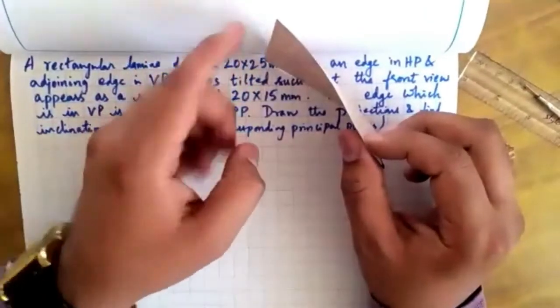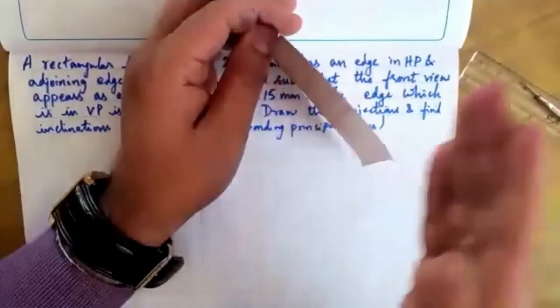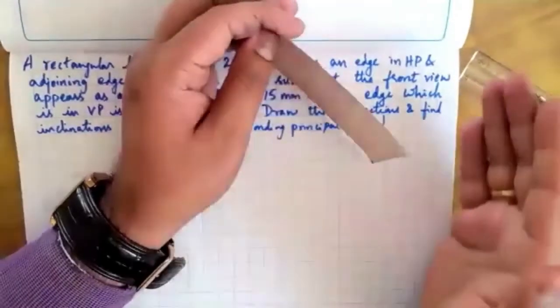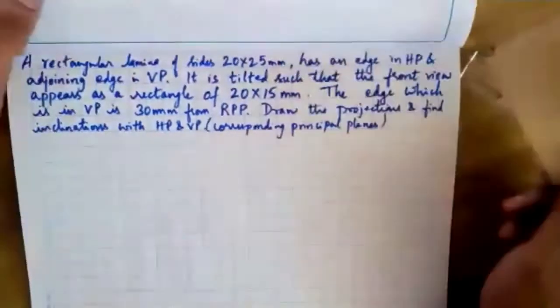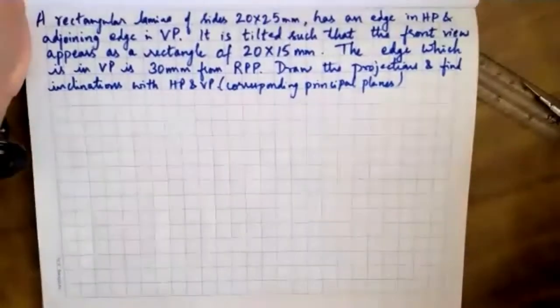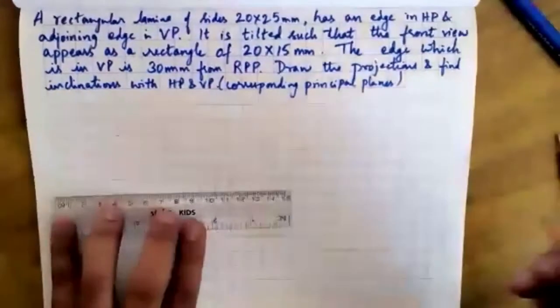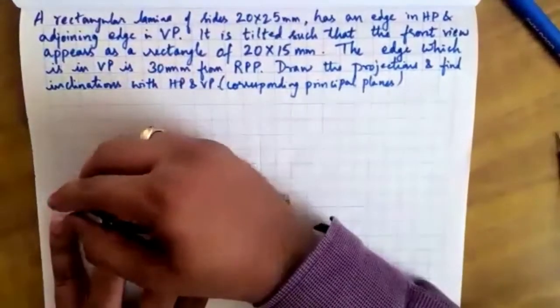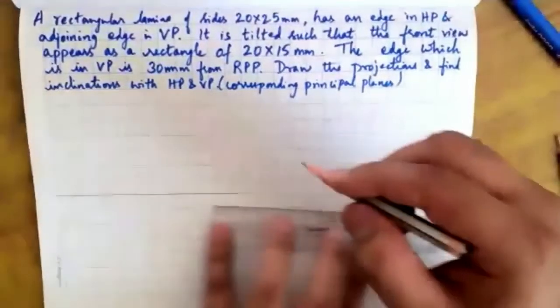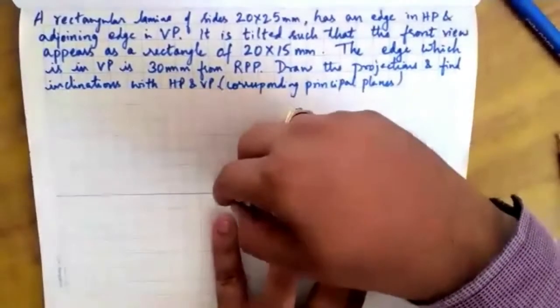Next, this edge which is in VP is at a distance of 30 mm from RPP. So from RPP, it should be drawn at a distance of 30 mm. I'll represent the drawing slightly faster. You can just see the figure. Later on, you can draw it, or take a screenshot of the drawing.